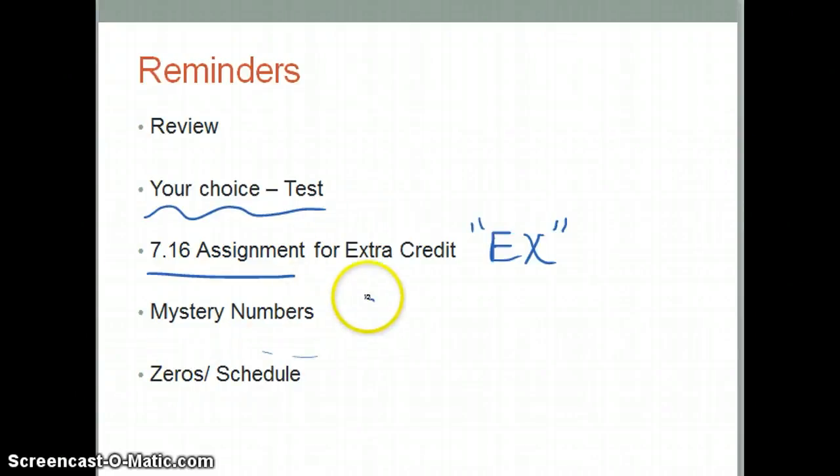Your mystery numbers today will be 8 and 7. And I will put the zeros in the schedule up though next weekend, not this weekend. I'll give you as much time as possible to work on all of this stuff. Have a great week.